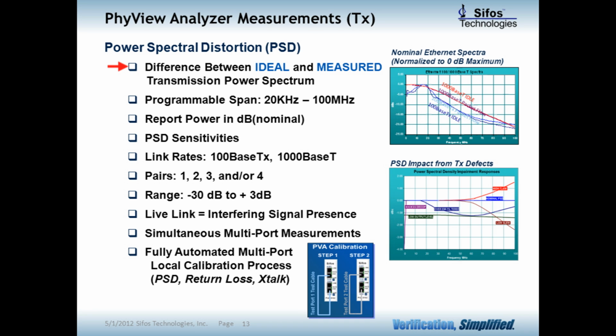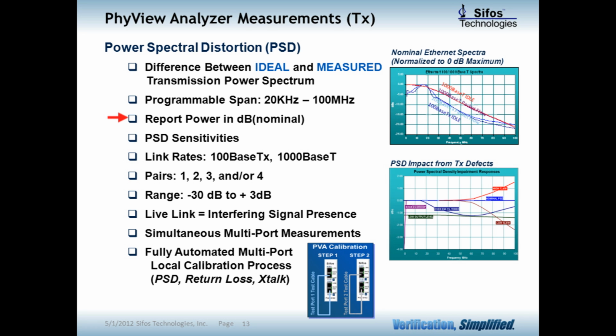PSD, more specifically, is a measure of the difference between an ideal transmitted power spectrum and an actual measured transmitted power spectrum. The ideal transmitted power spectrum of a 100 base TX or 1000 base T transmitter would be the power over frequency graph from a perfectly nominal, mid-specification, middle-of-the-mask transmission signal. The PSD measurement can be configured to user-selected frequency spans anywhere between 20 kilohertz and 100 megahertz.